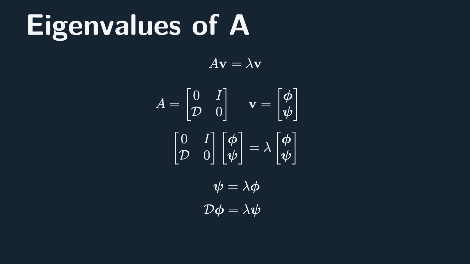Now, we substitute the first equation into the second. Since psi equals lambda phi, the second equation becomes D phi equals lambda squared phi. Now, we compare the two results. For D, the eigenvalue equation was D phi equals mu phi. For the state space matrix A, we just found D phi equals lambda squared phi. So the connection is lambda squared equals mu.